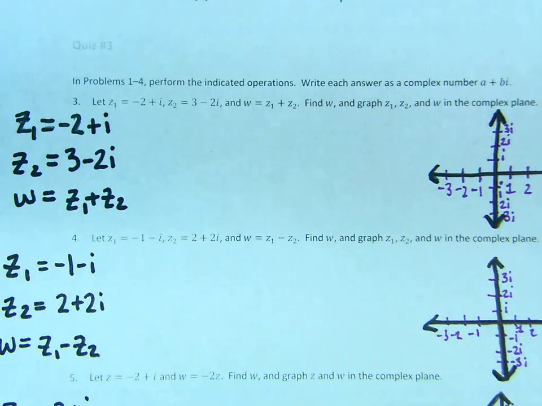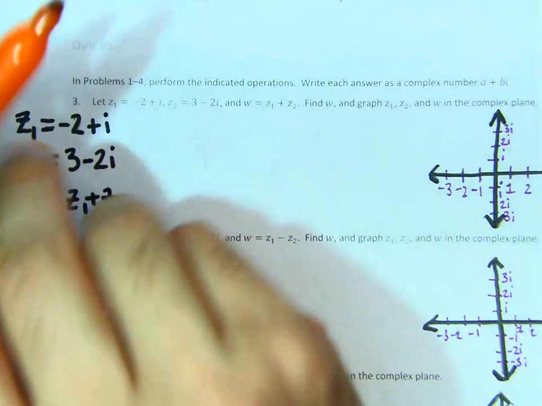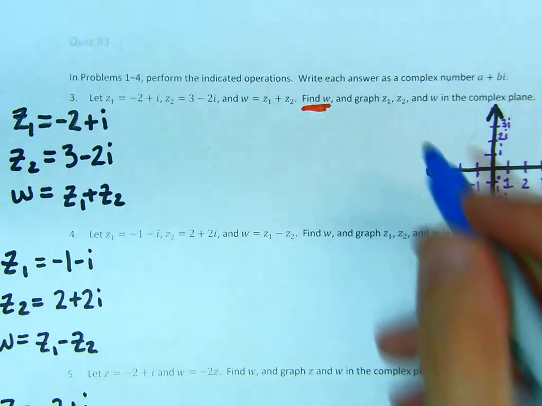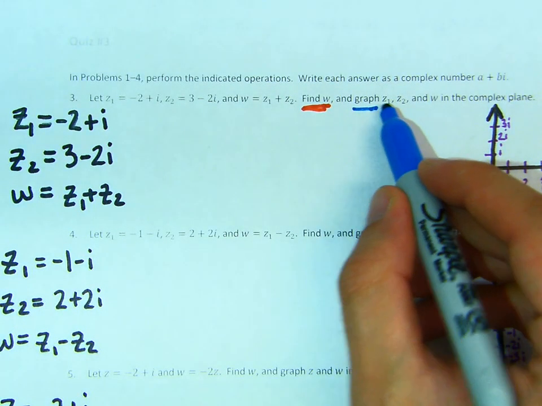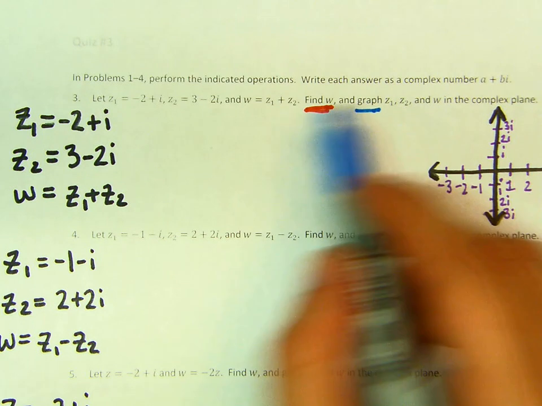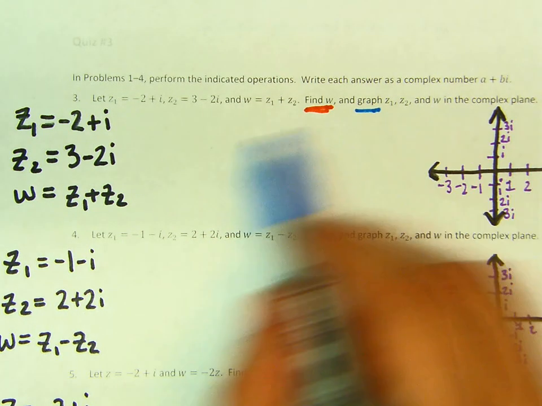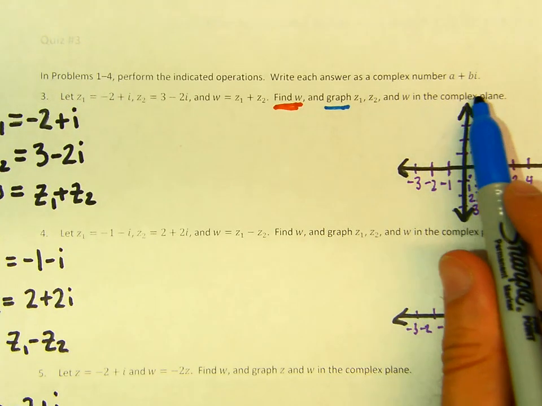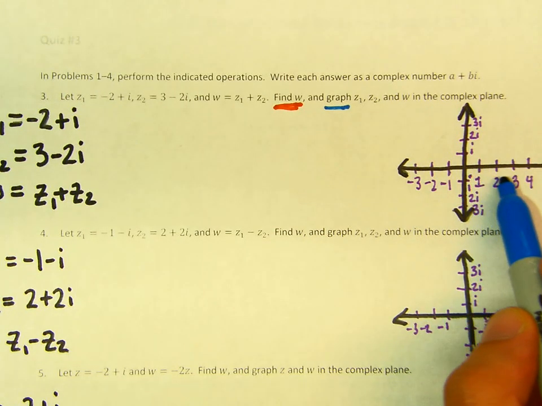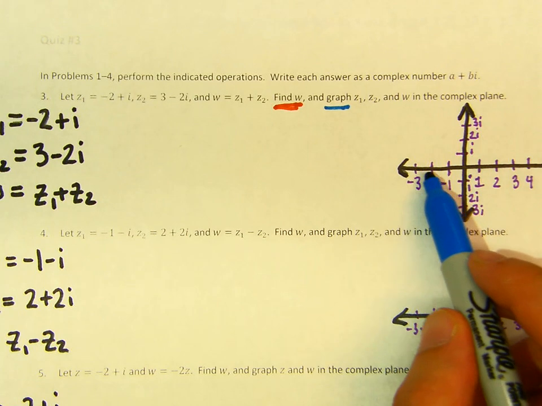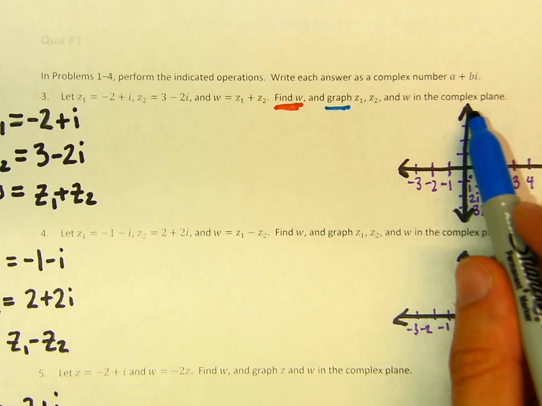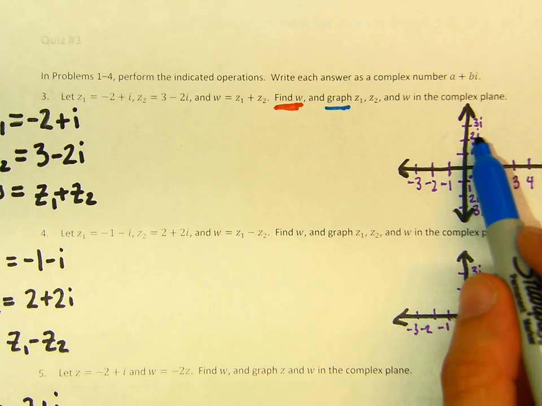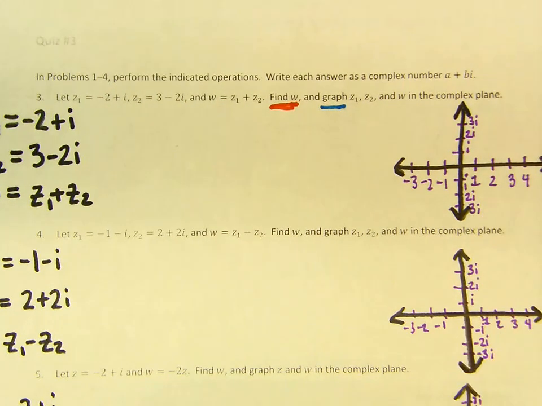Okay, so let's do that first. We're going to first find w, right? That's the first thing. And then the second thing, it says graph. We're going to graph z sub 1, we're going to graph z sub 2, and we're going to graph w in this complex plane. And notice that my complex plane has 1, 2, 3, 4, negative 1, negative 2, negative 3. And when we go up, it's not going to be 1, 2, 3. It's going to be i, 2i, 3i. Okay? So let's do this one at a time.